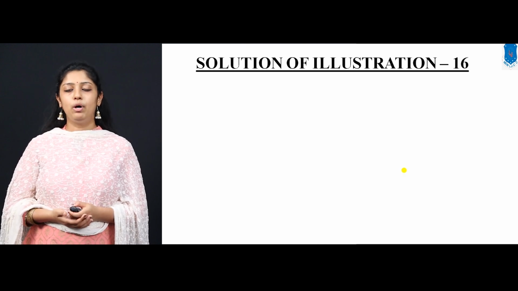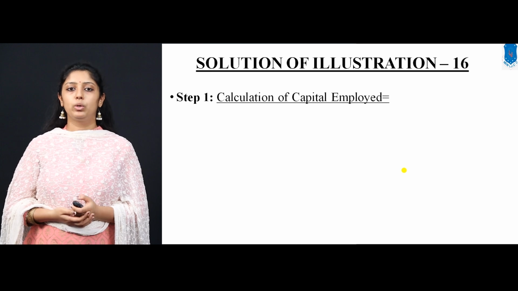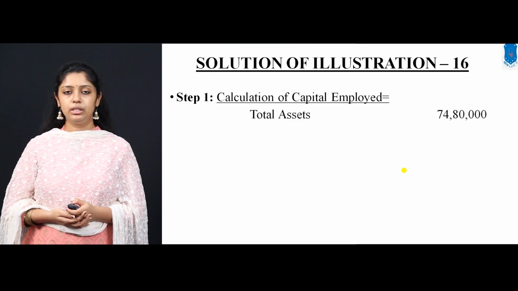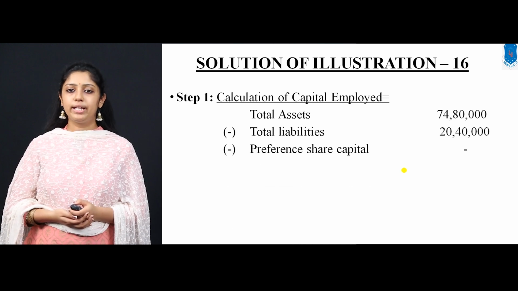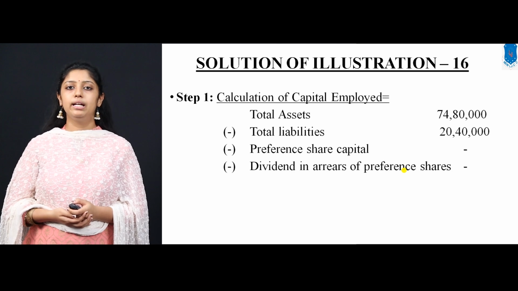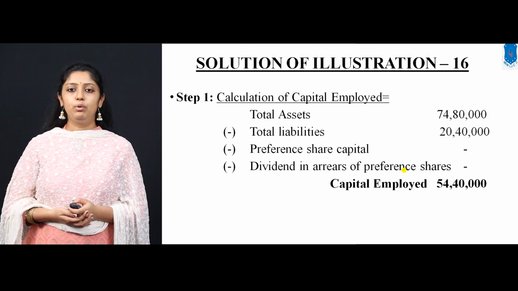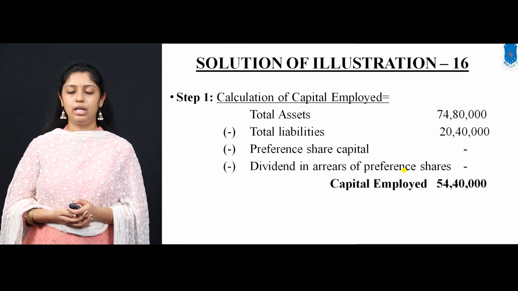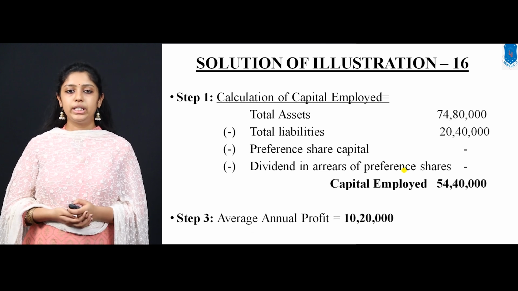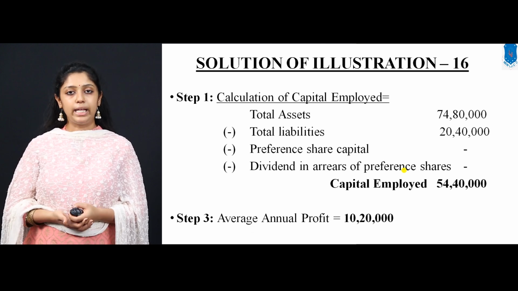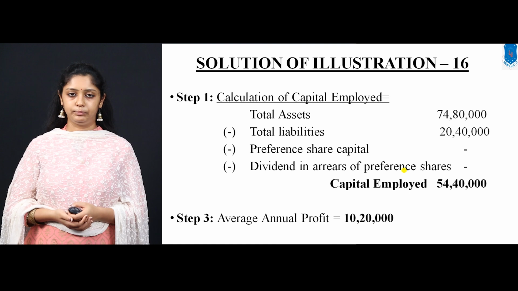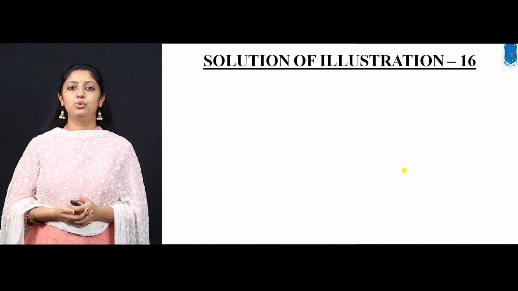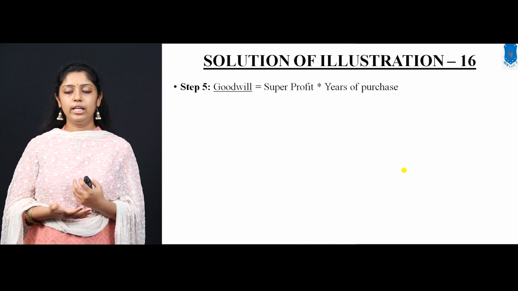First step is to calculate the amount of capital employed. Total assets 74 lakh 80,000 minus total liabilities 20 lakh 40,000. Preference share capital is not given, and lastly dividend in arrears of preference shares not given, so we'll write dash. So capital employed amounted to rupees 54 lakh 40,000. Step number 3. Average annual profit after tax is already given in the question, amounted to rupees 10 lakh 20,000. Next step is to calculate goodwill, which is already given in the question.